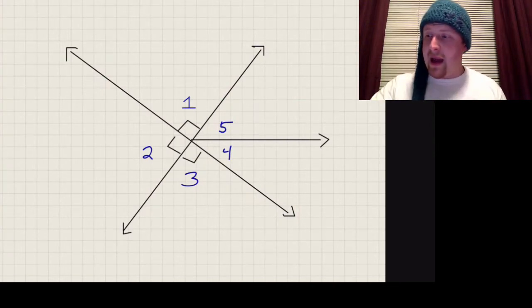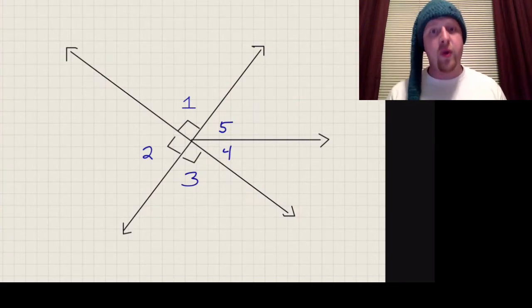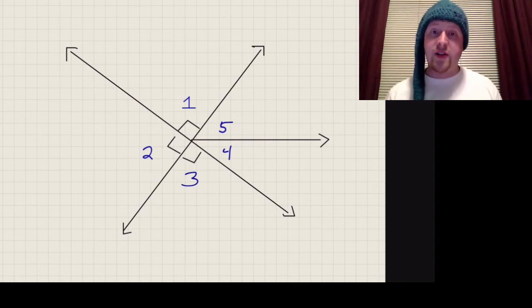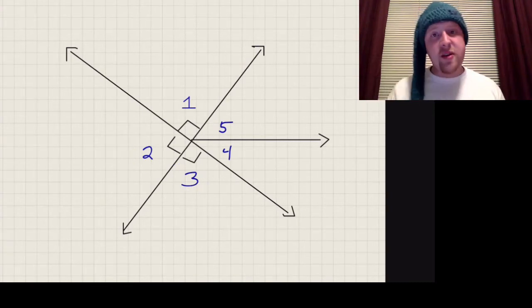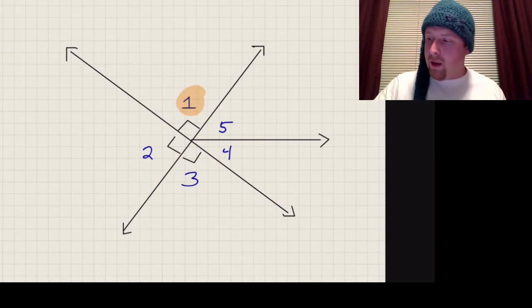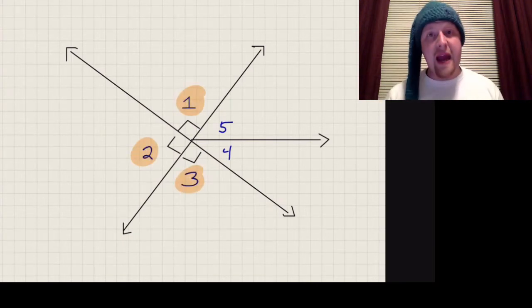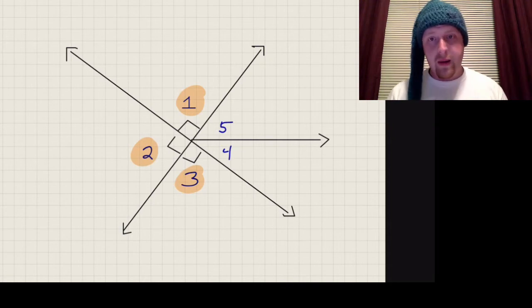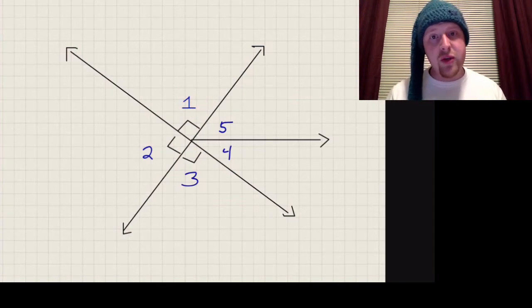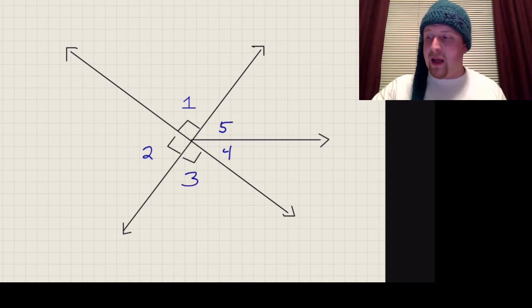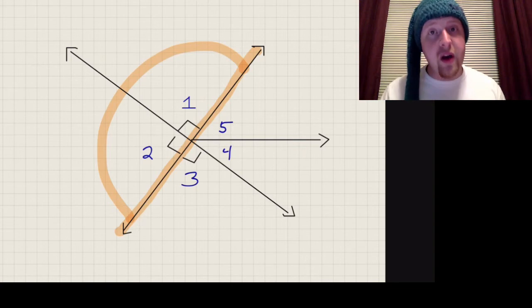Well, I could say that angles 1 and 5 are adjacent. They're right next to each other. 5 and 4 are adjacent. 4 and 3 are adjacent. 2 and 3 are adjacent. Okay? I can also say that angles 1, 2, and 3 are right angles because of the little symbol there. Because 1 and 2 are right next to each other, and when added up, they equal 180 degrees, they're supplementary.